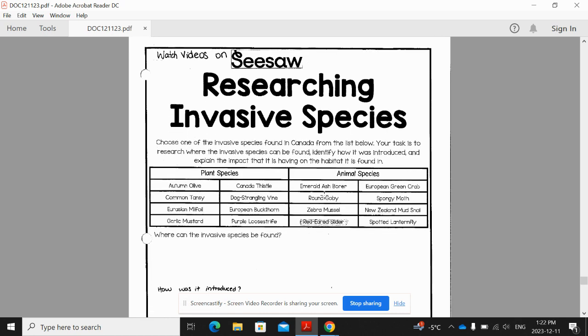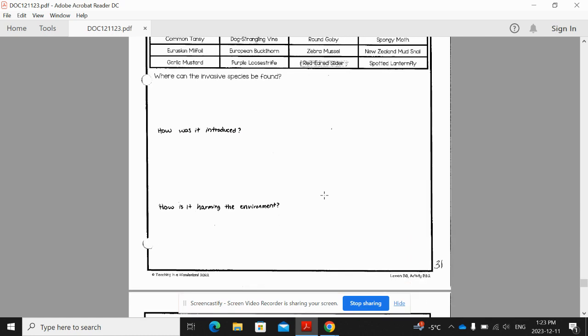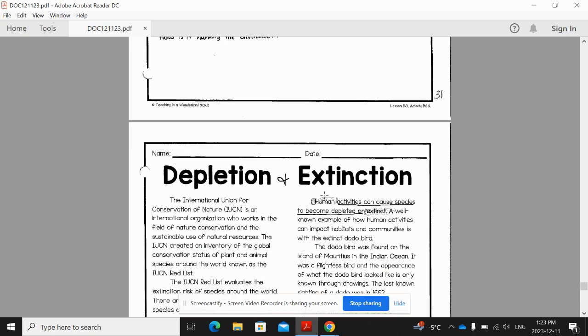So here you're going to pick a red-eared slider, and you're going to research them and share about them as an invasive species. I have videos on Seesaw that will be on an assignment. So you'll be saying, where can the red-eared slider be found? How was it introduced? And how is it harming the environment?